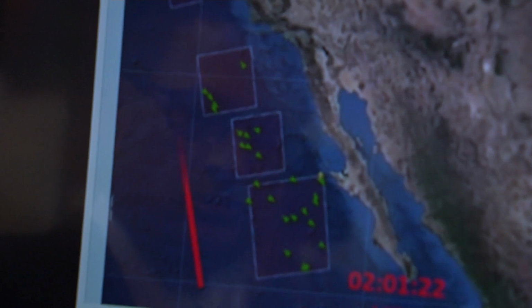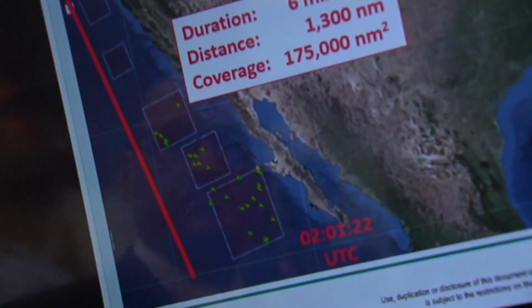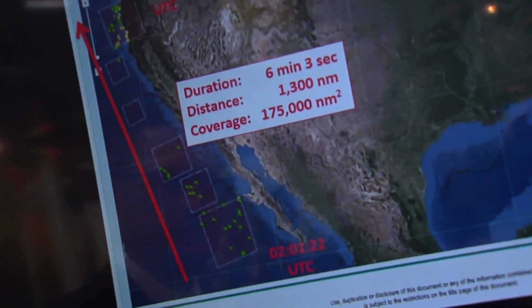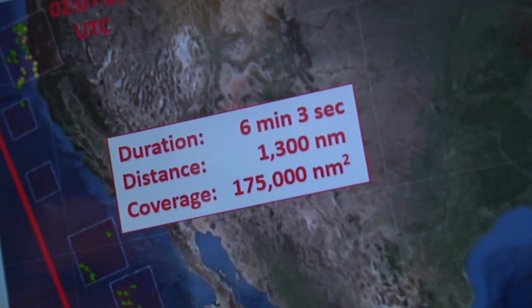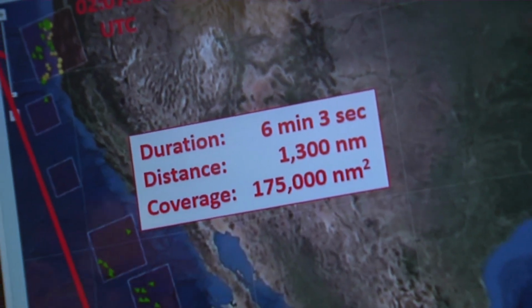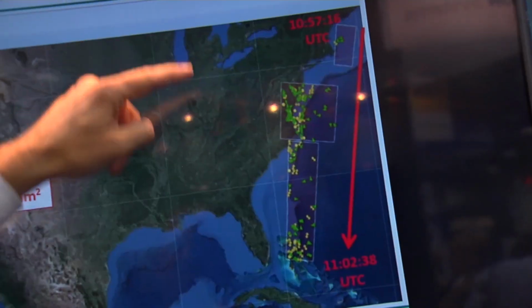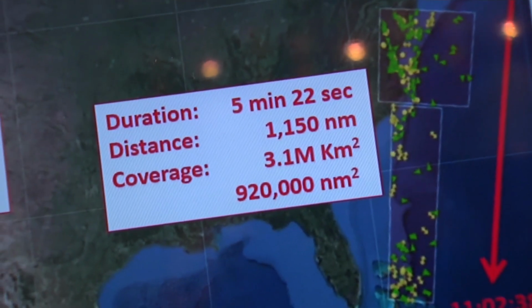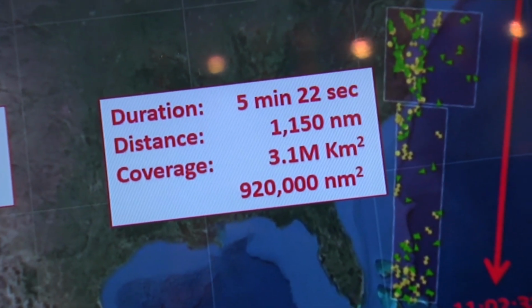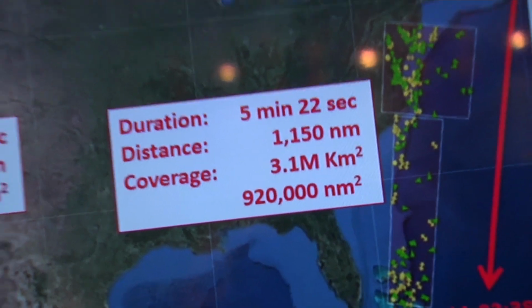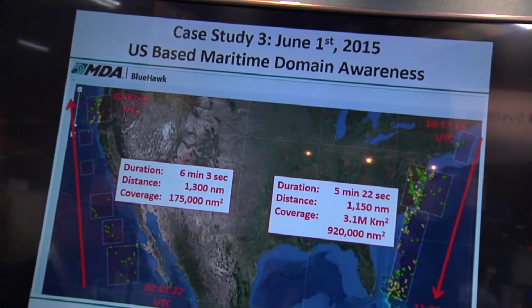So what happened is on June 1st we collected, starting at 2 a.m. and going up to 2:07. So in about 5-6 minutes we were able to collect 175,000 nautical miles worth of data. Later on in that same day we came down the eastern seaboard, about 5 minutes, did 920,000 nautical miles. So over 1 million nautical miles of data was collected in a very, very short period of time.